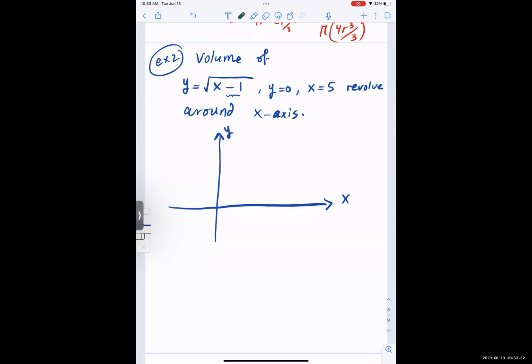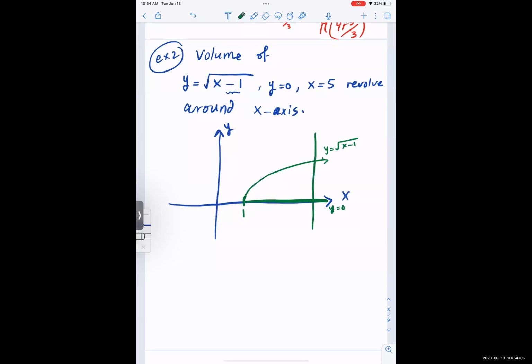So radical x is a function like this. You're moving 1 to the right, so it's going to be a function like this. So I'm going to graph the move. It's starting from 1 and it's going up. So that's my graph. It's bounded between y equal to 0, which is the x-axis. So this is y equal to radical x minus 1. The x-axis is the same thing as y equal to 0. And then x equal to 5, let's say somewhere here.